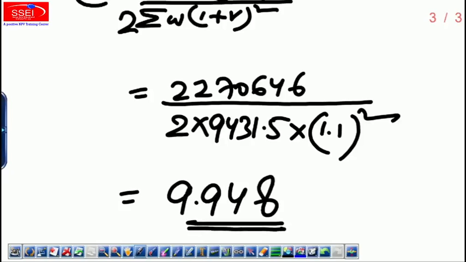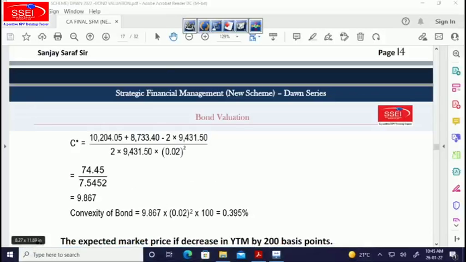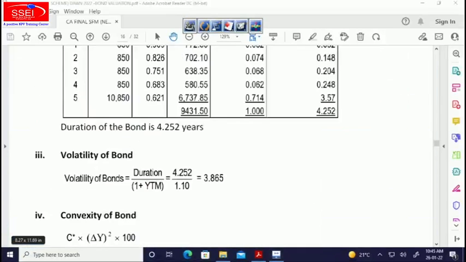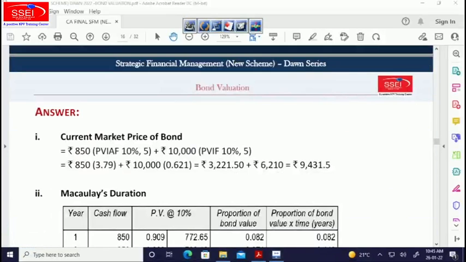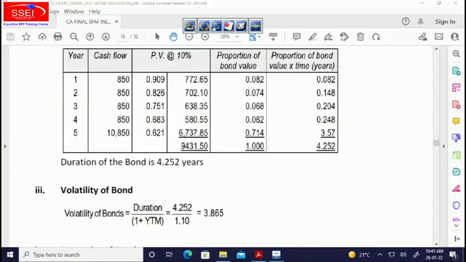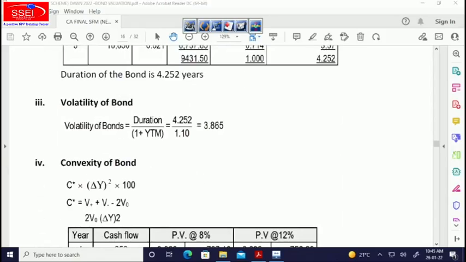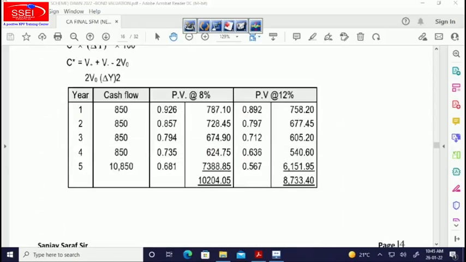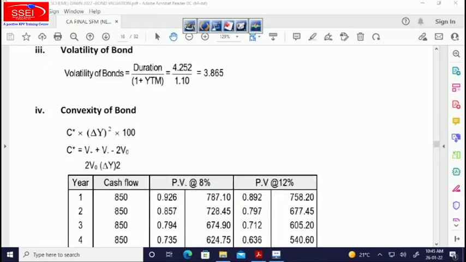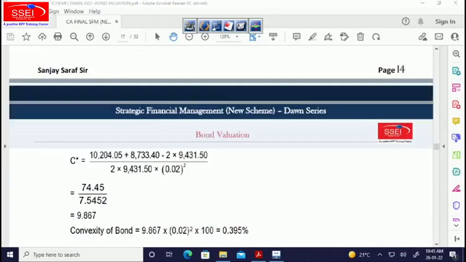So what has ICI done over here? If we check ICI's answer, the price of the bond is 9431, we got the same answer. Duration 4.25, same answer. Volatility 3.86, that's okay. For convexity, they have used the other formula, but the shock was not given. Where is the 2%? So they used it from the next question, where the forecast was given. They applied P1 plus P2 minus 2P0 divided by 2P0 delta Y square.